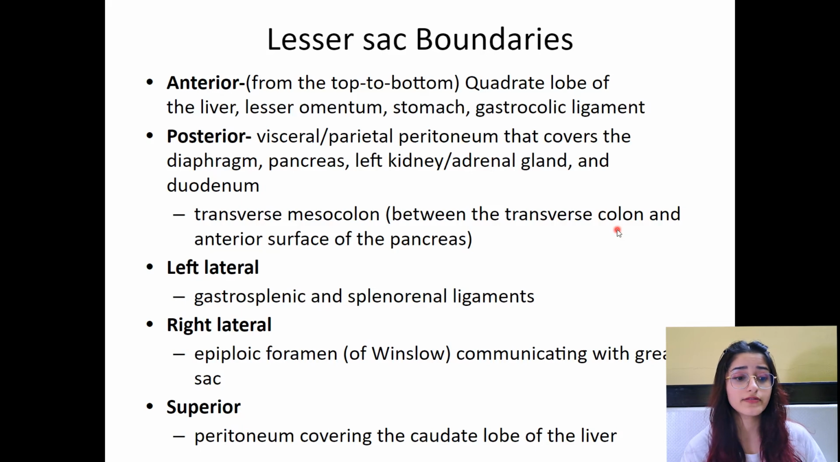Now the left lateral, because you can imagine on the left side the spleen is there, so the gastrosplenic or the splenorenal ligament I showed you in the previous picture, and on the right side there's the epiploic foramen. The epiploic foramen of Winslow is a communication between the lesser sac and the greater sac. It is present on the right side, I'll show you in a picture, and superiorly we have liver.